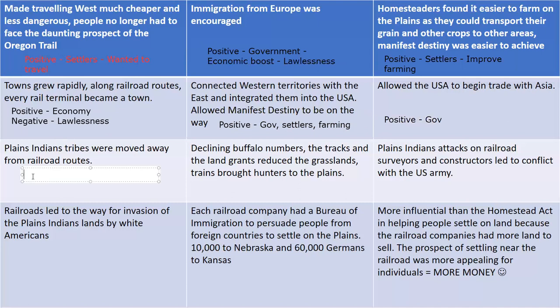Plains Indians tribes were moved away from railroad routes. Well, that's negative. Why? Because it's going to cause more of these things for the Native Americans, reservations, which is going to be highly problematic.